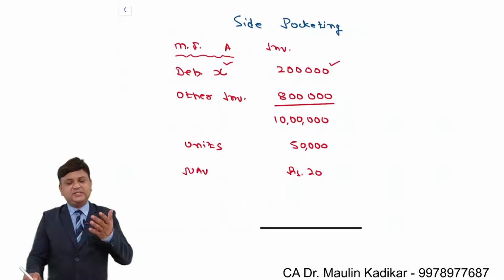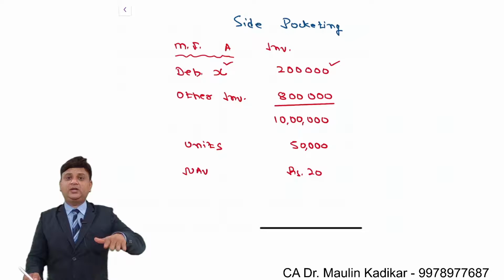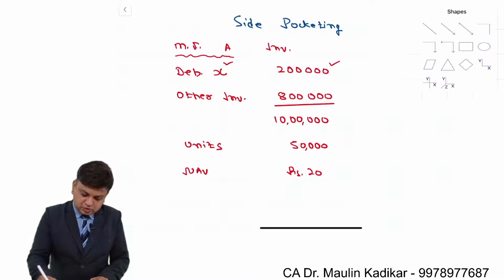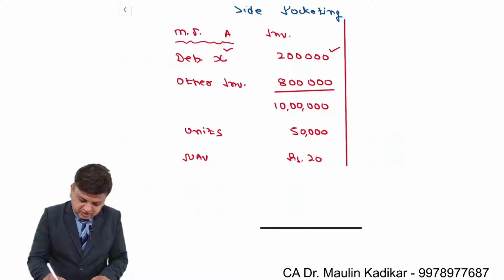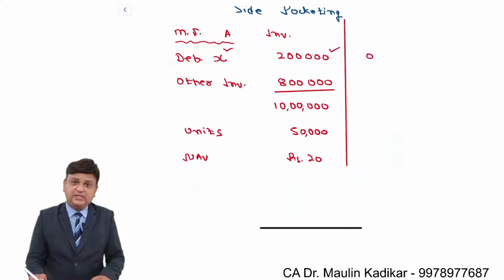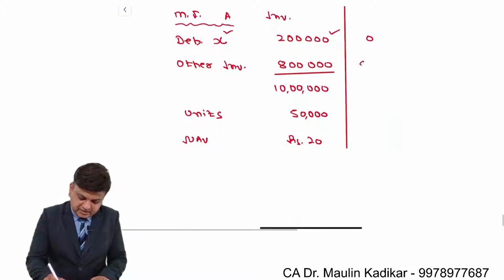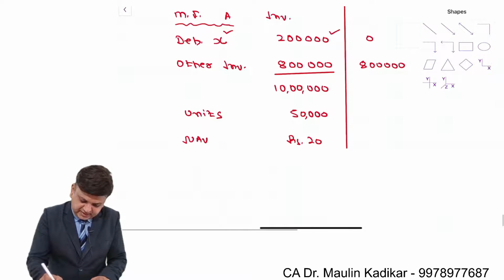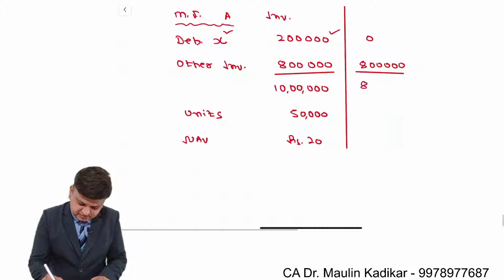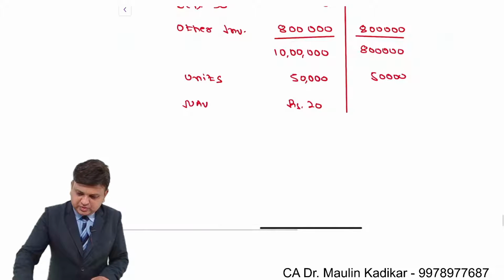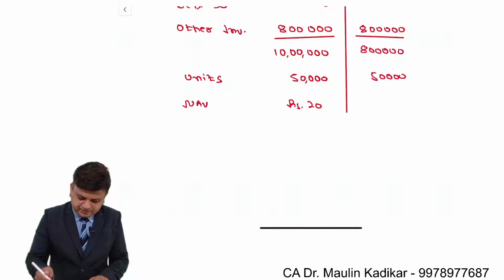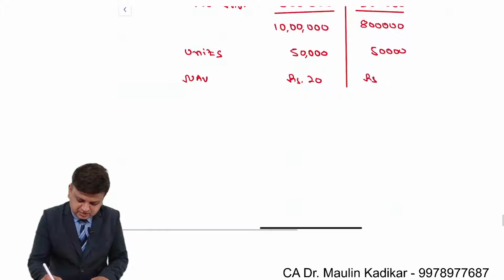Let us assume that it is required to be completely written off. So soon after that, the debenture of the X company is now 0. Other investments are 8 lakhs. Net asset is 8 lakhs. Again 50,000 units. So 8 lakhs upon 50,000 comes to rupees 16 per unit.